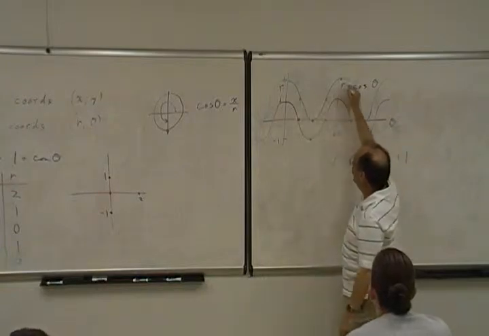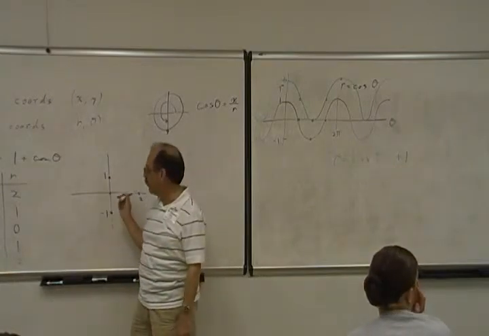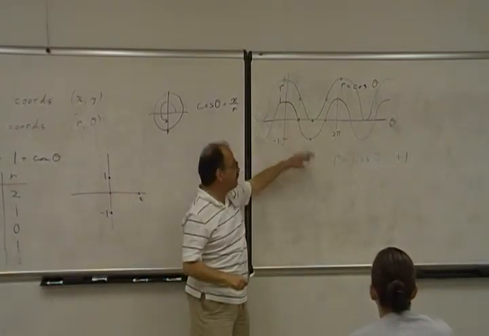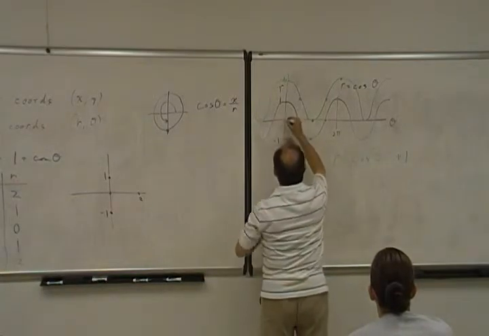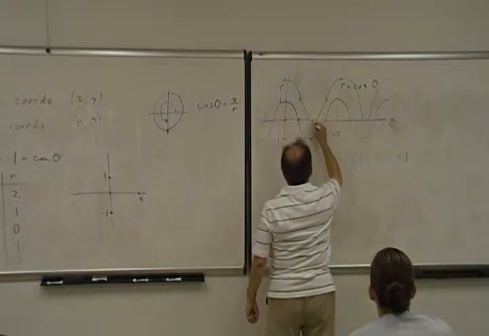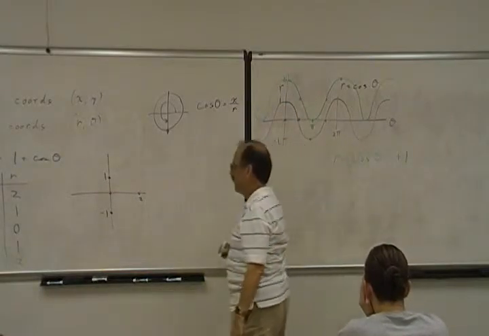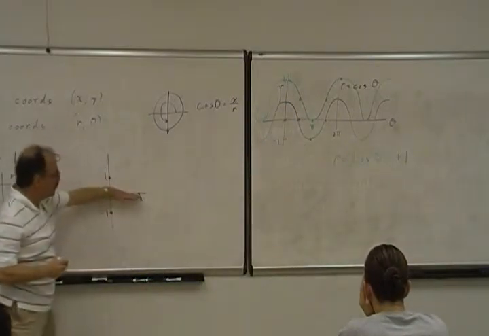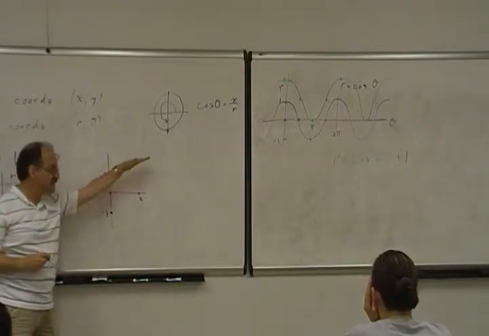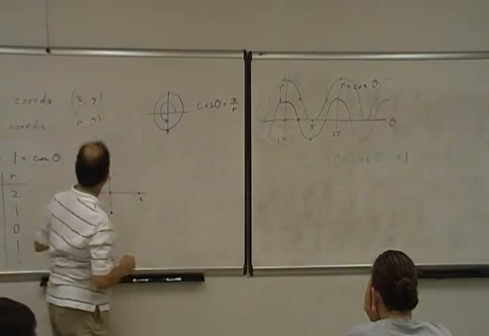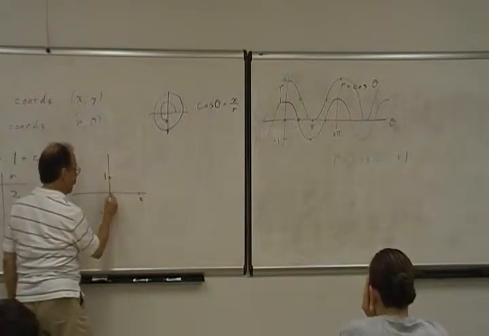Now this graph tells me more than this table. This table only gave me 4 or 5 points to plot. This graph gives me all the ones in between. So as the angle goes gradually from 0 to pi, the distance drops from 2 to 0. As my angle rotates from 0 to pi, the radius, that's what that is, r, is dropping from 2 out, which is here, down to 1 out, down to 0 out.